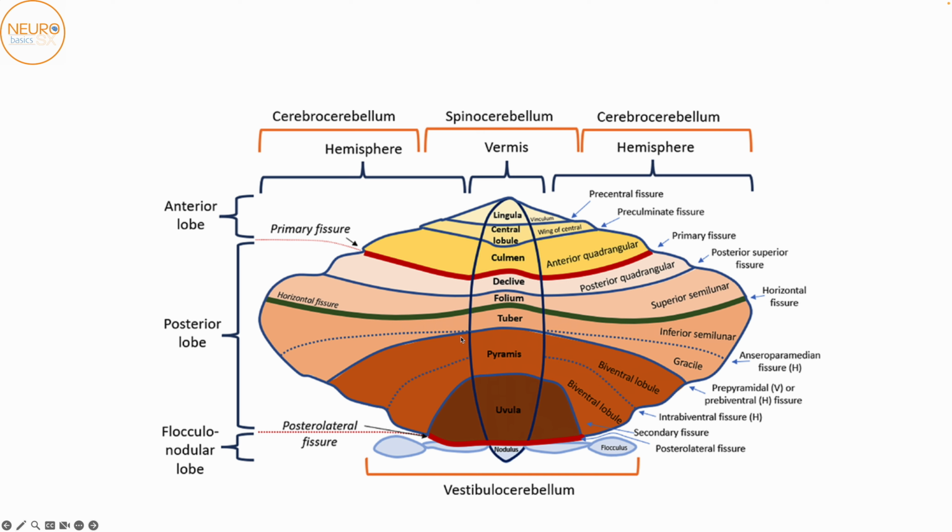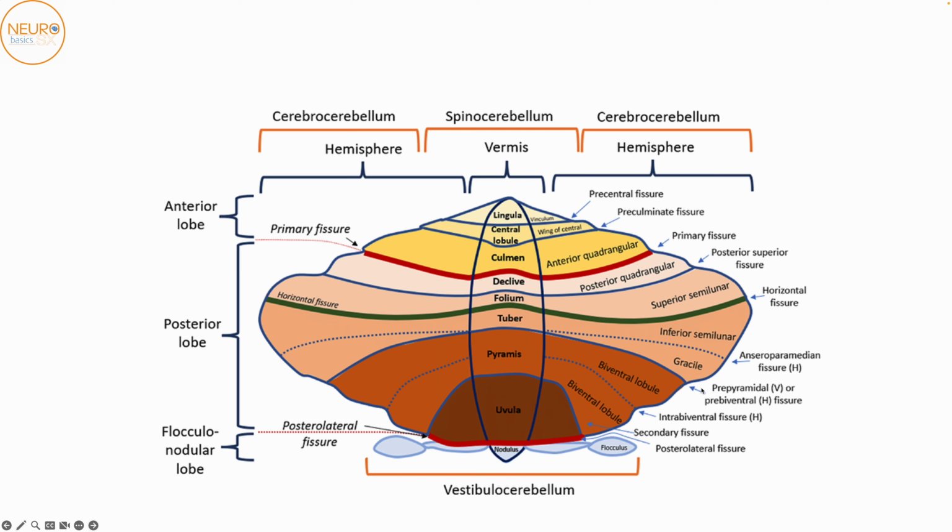The important thing to remember is there are multiple fissures within the cerebellum. There's a primary fissure over here, which separates the culmen and the declive, and is also separating the anterior quadrangular lobule from the posterior quadrangular lobule. There's a horizontal fissure, which separates the folium and the tuber, which separates also the superior semilunar lobule and the inferior semilunar lobule. You also have a posterior lateral fissure, which separates the pyramis and the uvula, and also separates the biventral lobule from the flocculus. So three important fissures: the primary fissure, the horizontal fissure, and then the posterior lateral fissure.